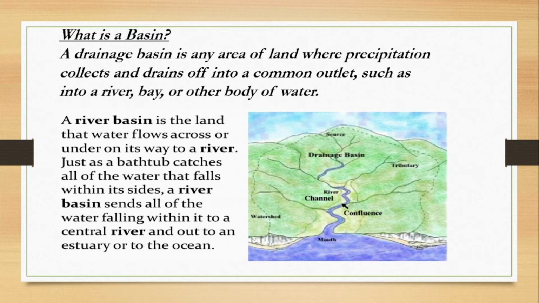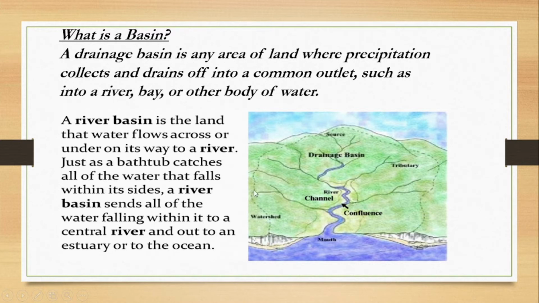You know how a basin actually is? We have basins at home. They are bowl-like structures, or bathtubs. I took this definition because I really liked it. It becomes easier to relate. A river basin. Let's read it. A river basin is the land that water flows across or under on its way to a river. Just like a bathtub catches all the water that falls within its sides, a river basin sends all of the water falling within it to a central river and out to an estuary or to an ocean.